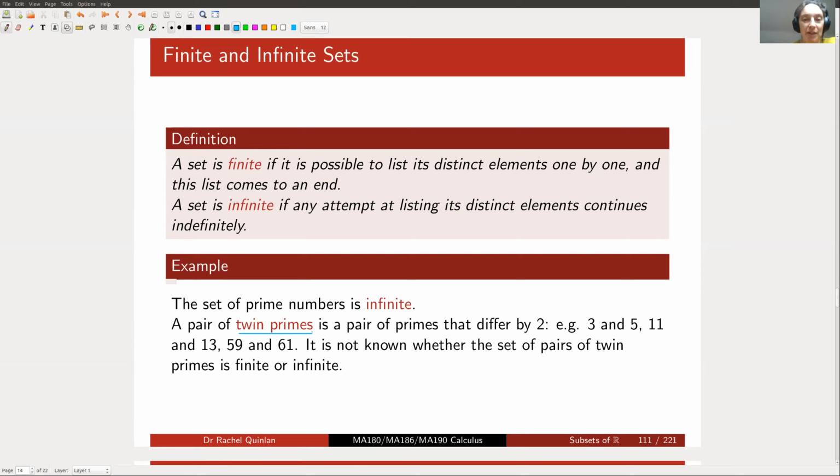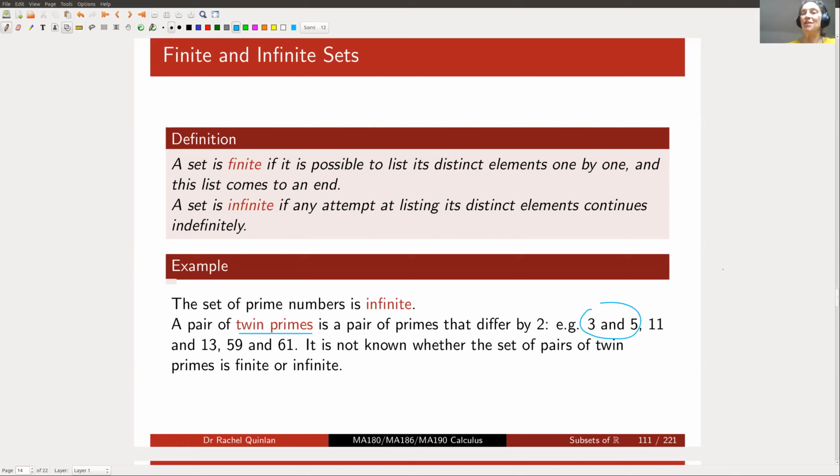But it's not known whether the set of pairs of twin primes, primes that have a gap of just 2 between them on the number line, is finite or infinite. Nobody knows whether there are infinitely many pairs of twin primes or not, and it's a major unsolved problem in number theory. So there are interesting sets of integers that we still don't know whether they're finite or infinite. That's not so relevant to our work in calculus, but it's relevant to a discussion about finite and infinite sets.